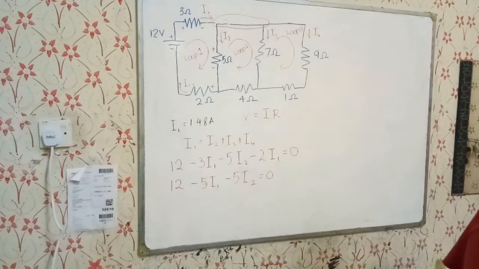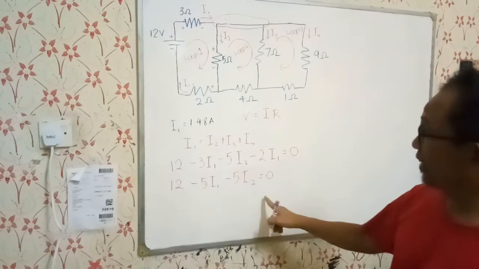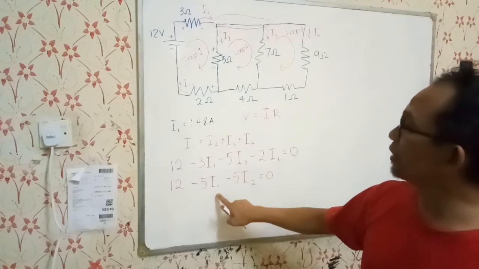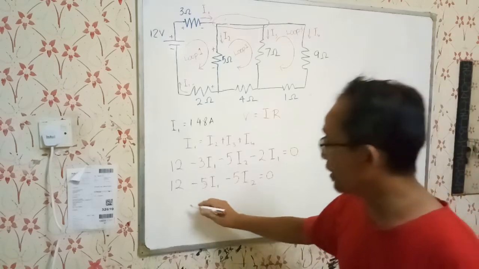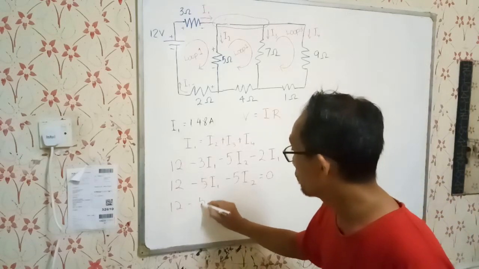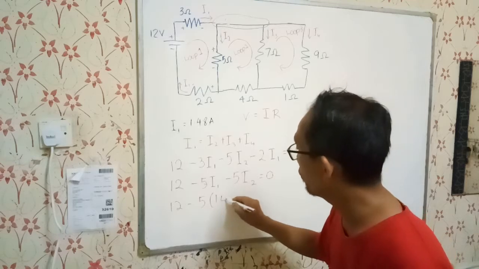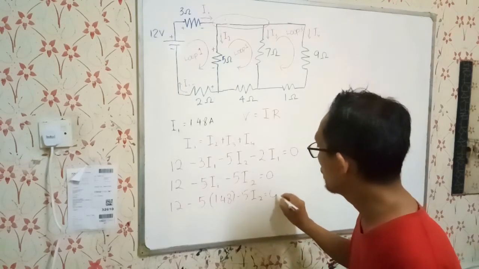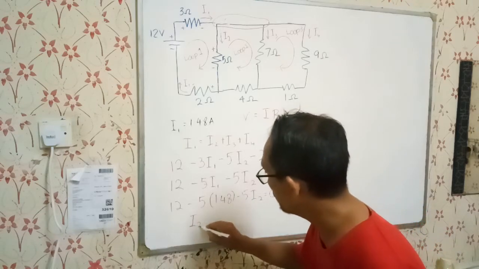And then we can solve this equation here because we already know what is I1, so we can replace it: 12 minus 5 times 1.48 minus 5I2 equal to 0. We can find what is I2.